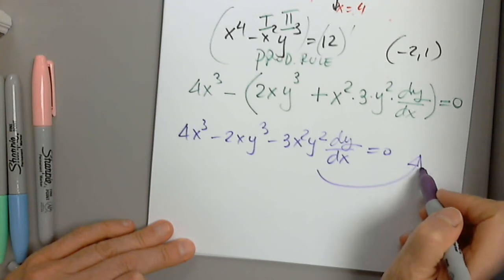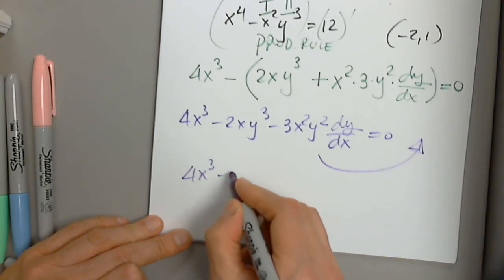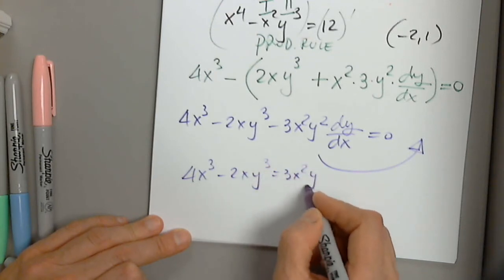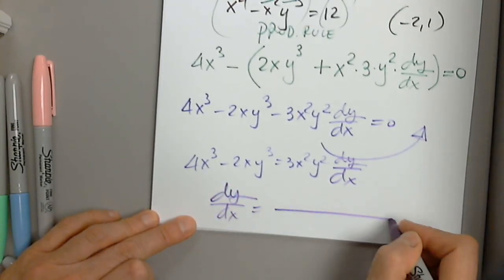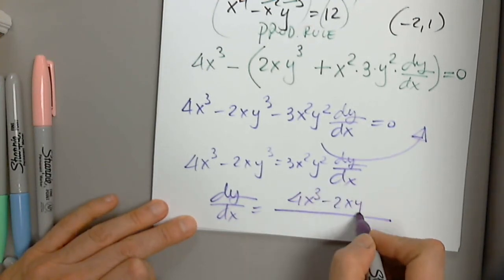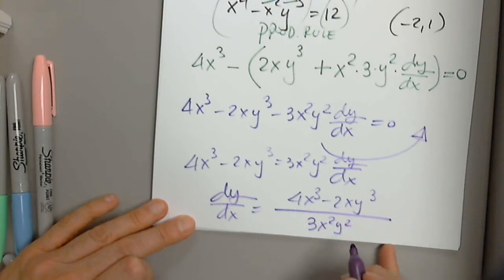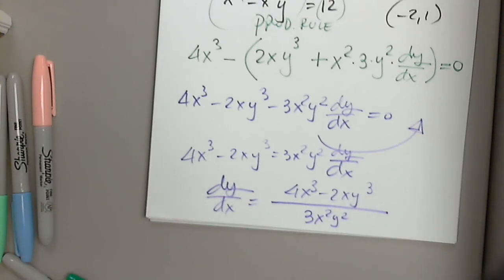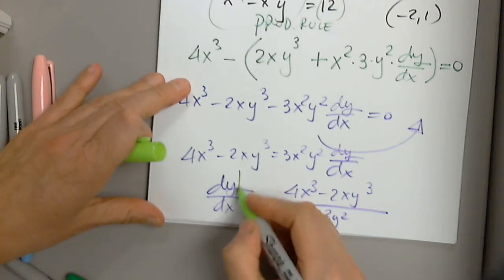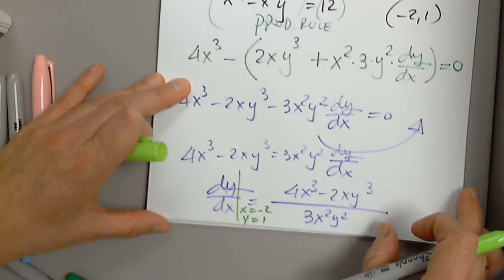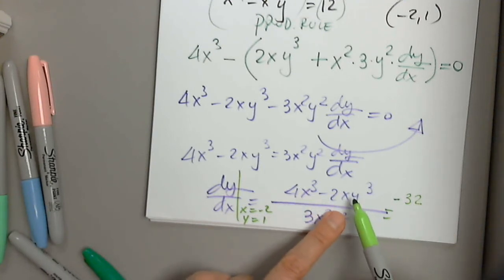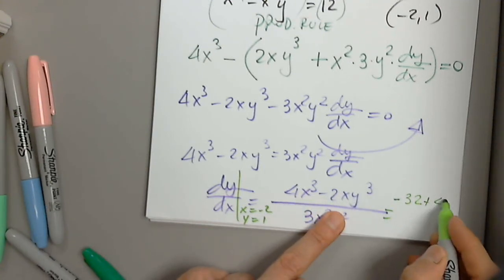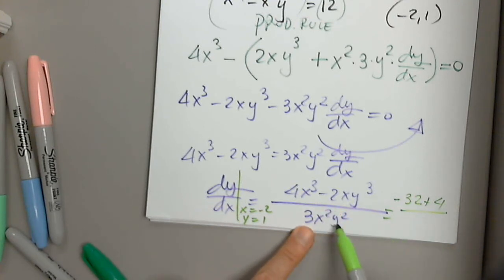This is the only one that has the variable, so I'm going to move it to the other side. 4x cubed minus 2xy cubed equals 3x squared y squared dy over dx. And finally, dy over dx equals 4x cubed minus 2xy to the third over 3x squared y squared. Yes, you could factor out an x from the top and simplify with one x from the bottom. That's fine. We are asked to evaluate this when x is negative 2 and y is 1. So let's plug it in. 4 times negative 8, negative 32. 4 times 1, so plus 4, over 4 and 1, 12.